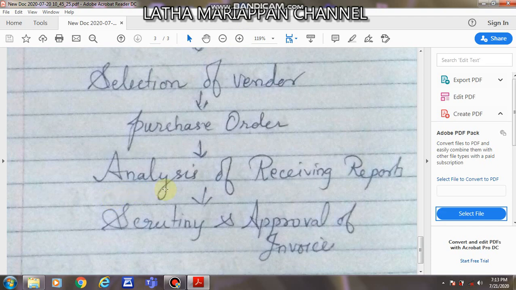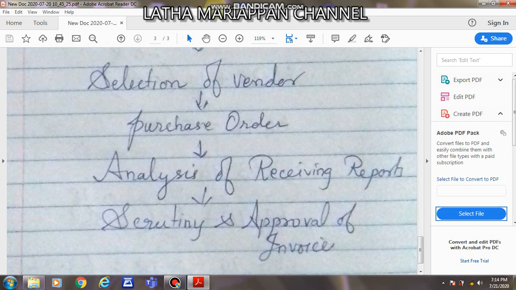analysis of the receiving report. Here, when you get the material from the supplier, you have to check whether it is according to your specifications or not. That is called inspection by quality control and verified by the store department.